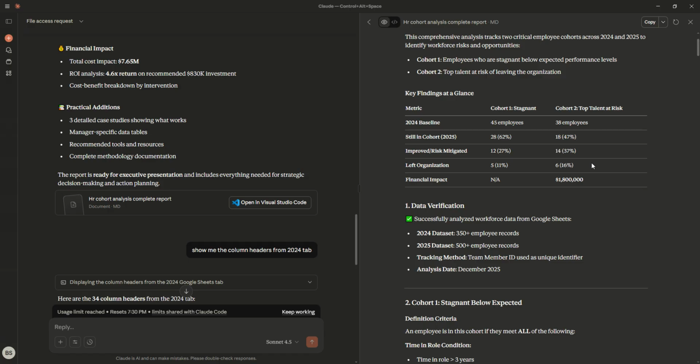Here you can see the key findings metrics. In 2024, the baseline of cohort 1 was 45 employees. In cohort 2, there were 38 employees. In 2025, cohort 1 employees are 28, which is 62% of the total employee count, and in cohort 2 there are 18 employees, which is 47% of the total employee count.